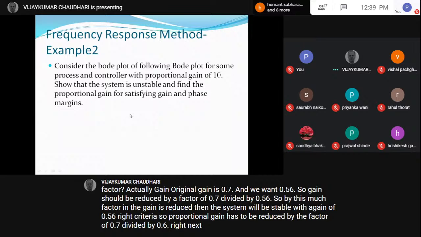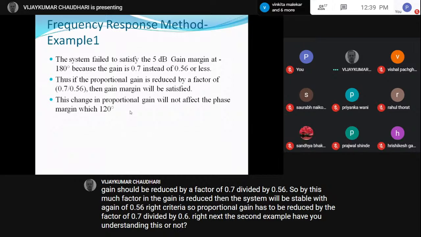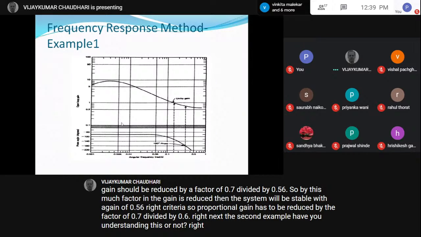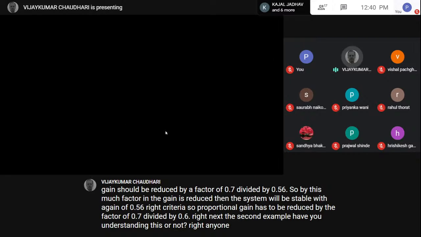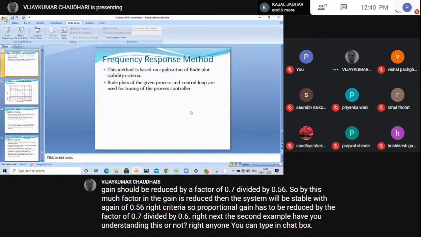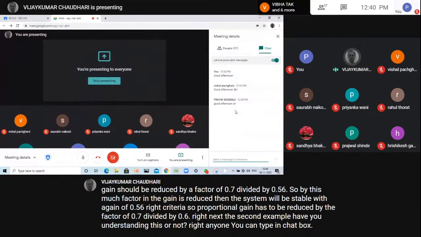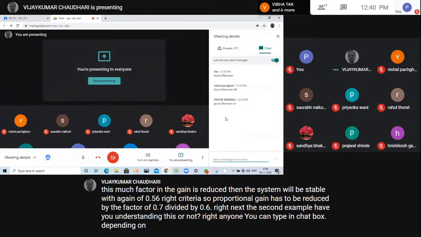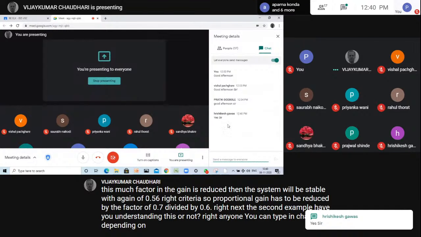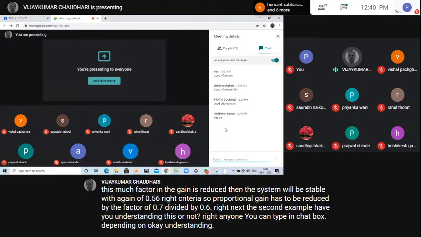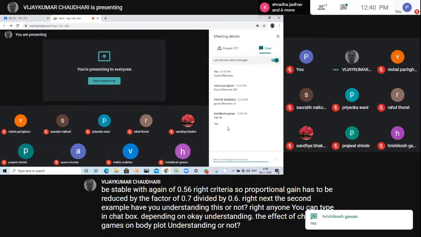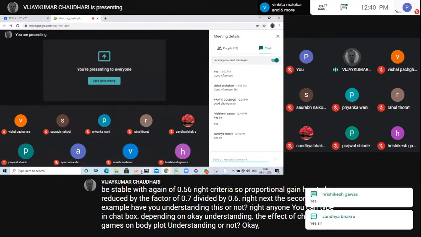Next, the second example. Are you understanding this or not? Anyone? You can type in the chat box. Understanding or not? Can you hear me? Am I audible? Understanding the effect of change in gains on the Bode plot? Understanding or not? Okay, let me continue then.